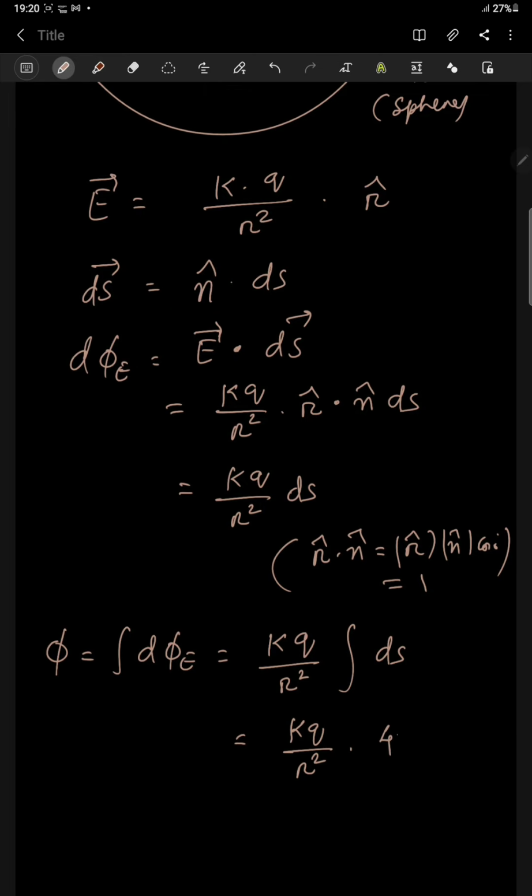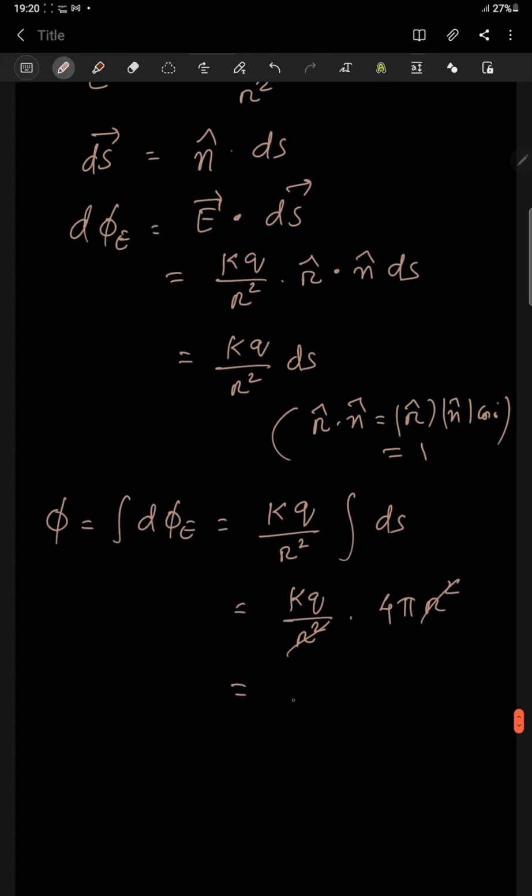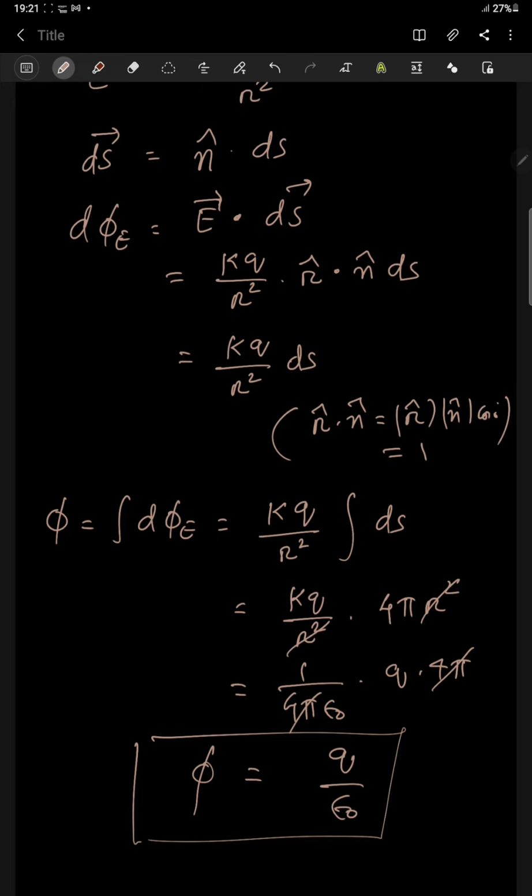K q by r square. Integration of ds will be 4 pi r square. Okay, r square gets cancelled out. K will be how much? K will be 1 by 4 pi epsilon naught, q into 4 pi. So 4 pi gets cancelled out. So you have q by epsilon naught. So phi will be q by epsilon naught. So this is how you can prove the Gauss law.